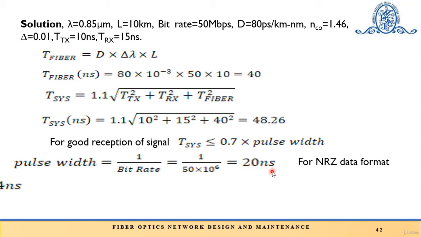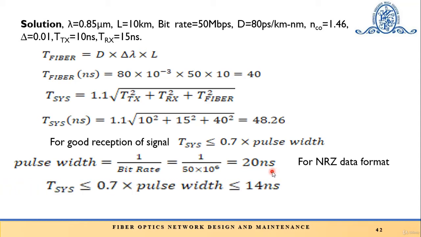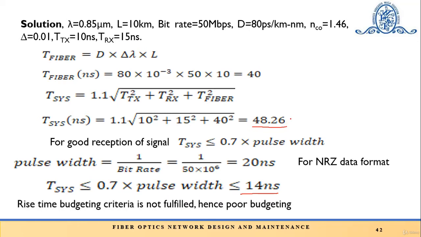So for good reception, T system should be less than or equal to 0.7 multiplied by pulse width, and that comes out to be 14 nanosecond. Now as per our calculations, this is the requirement, and as per calculation it is 48.26. So the rise time budget criteria is not fulfilled, hence it is poor budgeting and the system could not function properly with this NRZ data format.